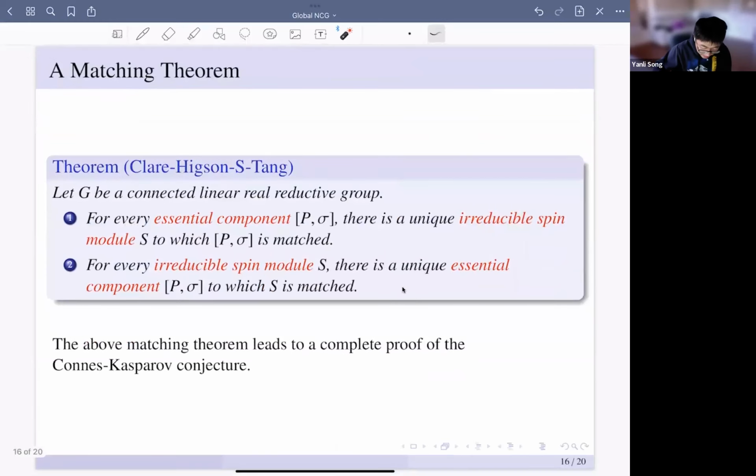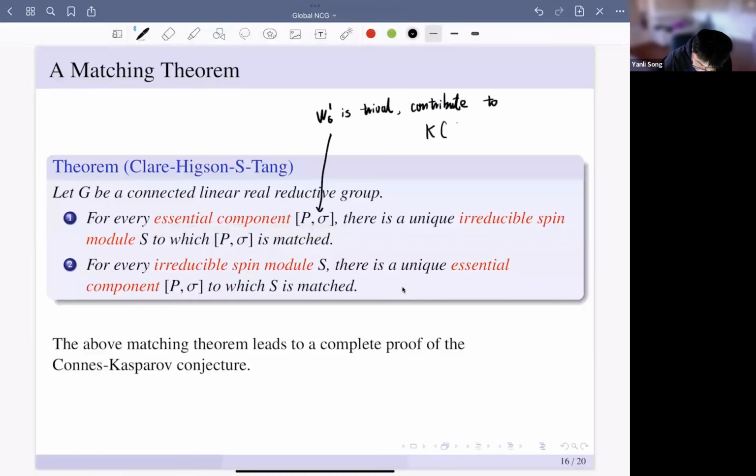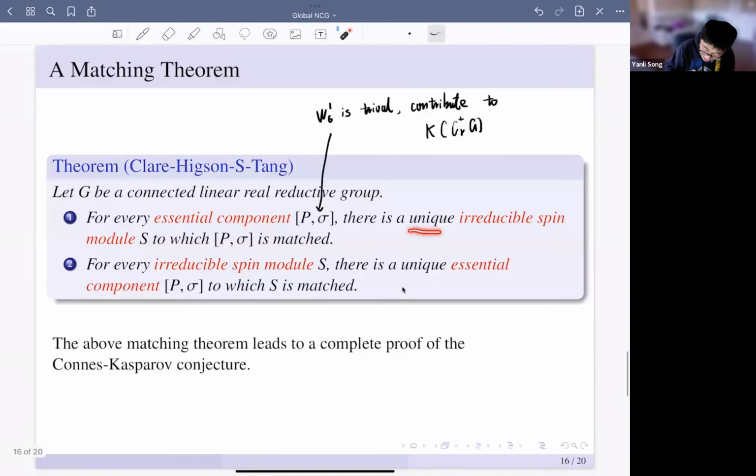It says that if G is a connected linear real reductive Lie group, then every essential component, as I explained before, those will contribute. The essential component will contribute, so W sigma prime is trivial, and this component will contribute to the K-theory of the group C*-algebra of G. And for every essential component, there is a unique irreducible spin module such that they are matched. And for every irreducible spin module, there is a unique essential component such that they are matched.